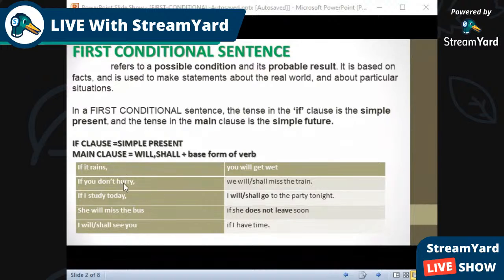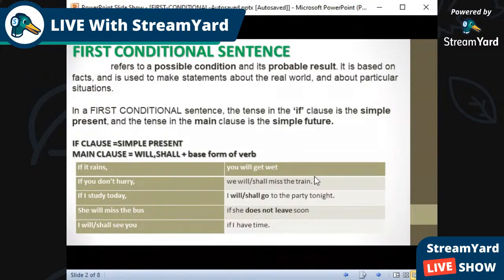As you look at here, you have the helping verb, and it is in the base form, hurry. If you don't hurry, we shall miss the train. So this is what will happen if this becomes a reality. Next, if I study today, I will or I shall go to the party tonight.